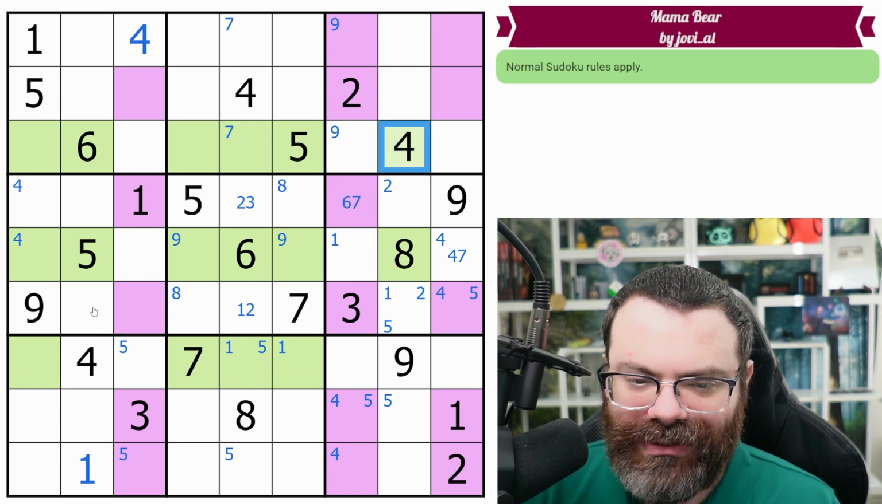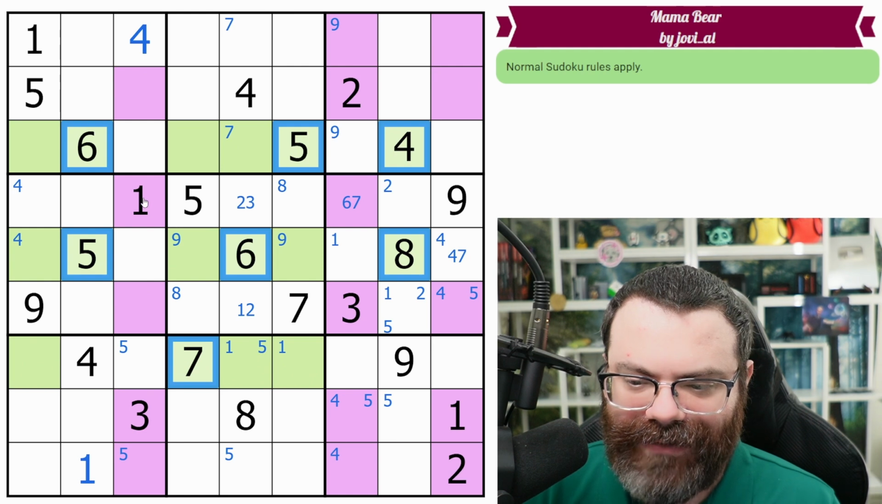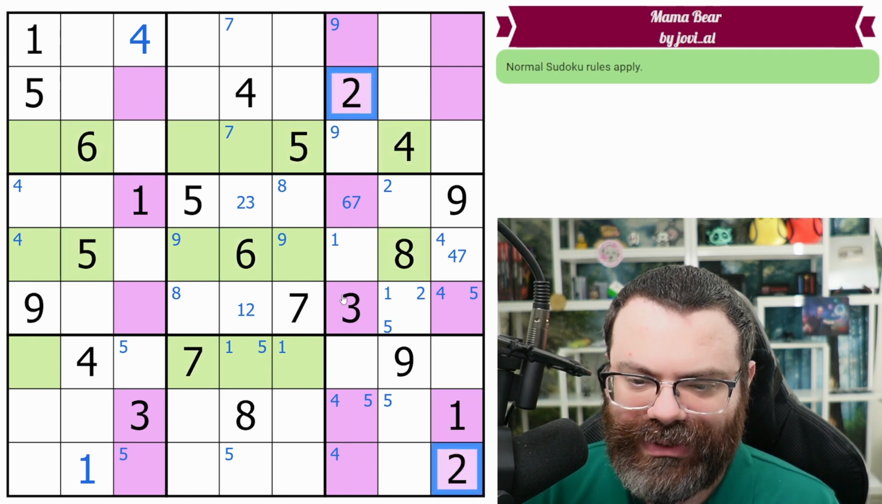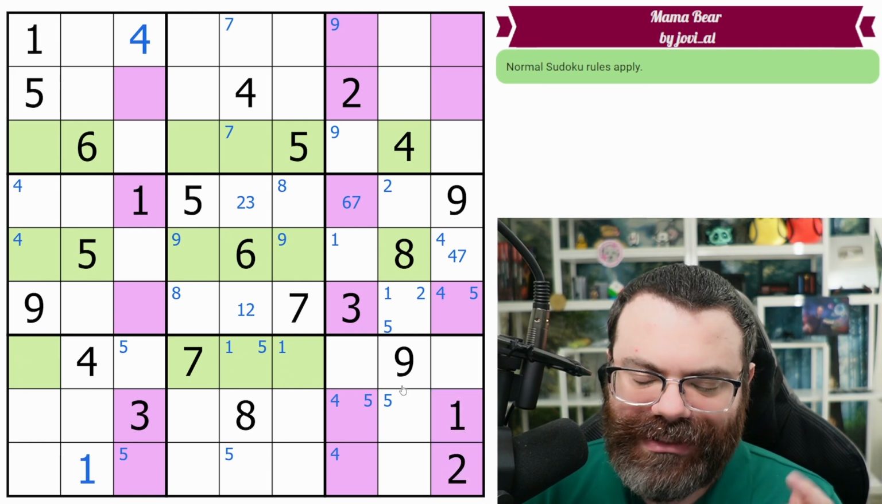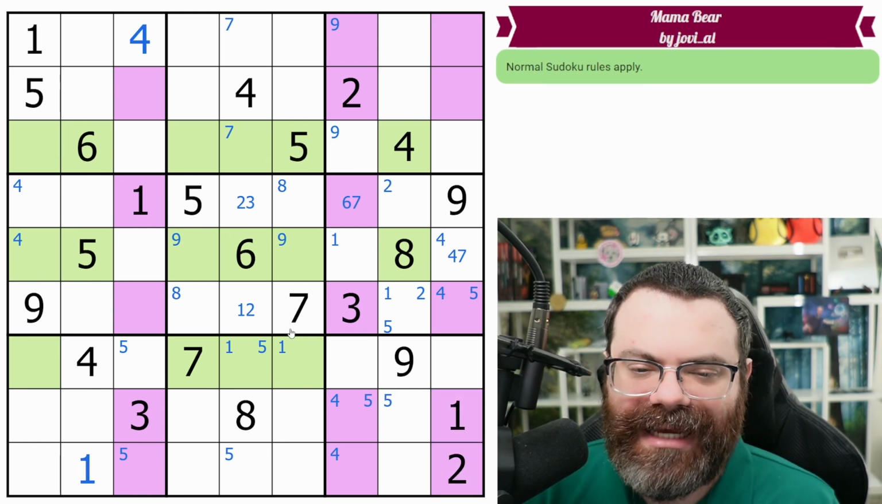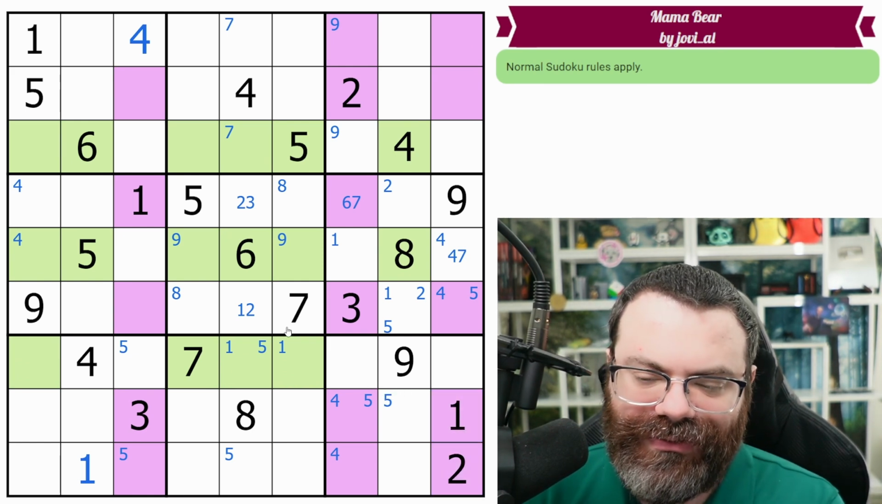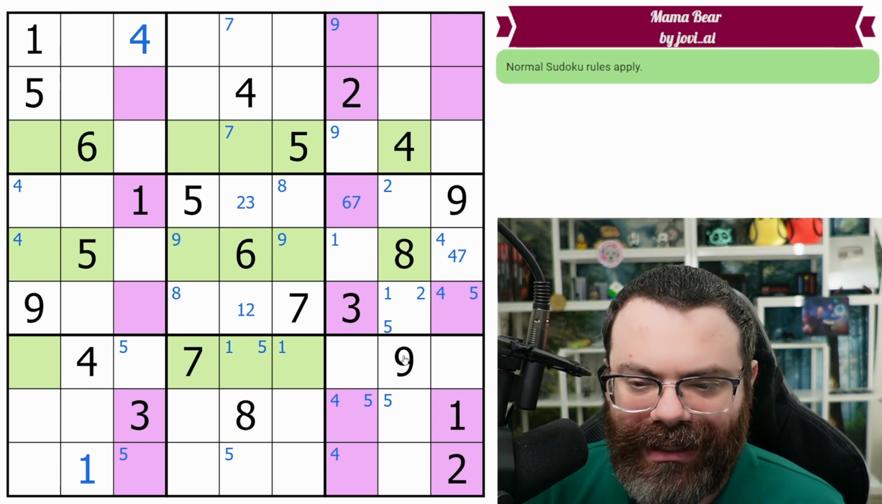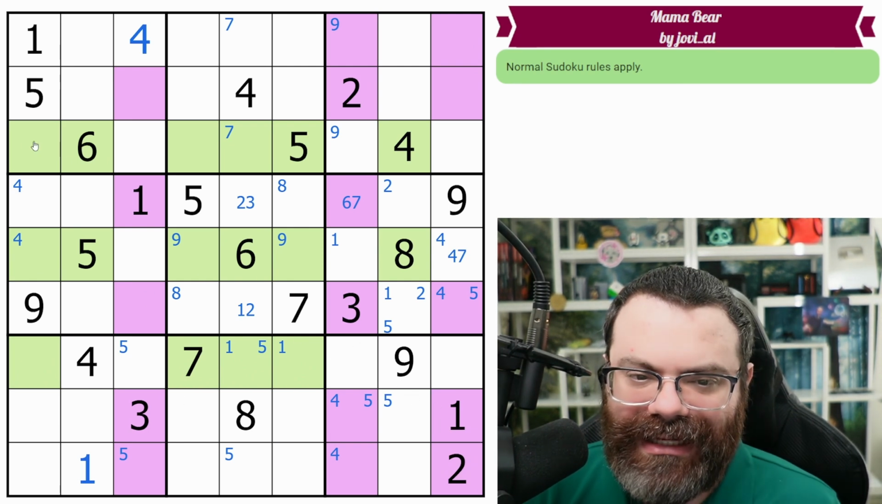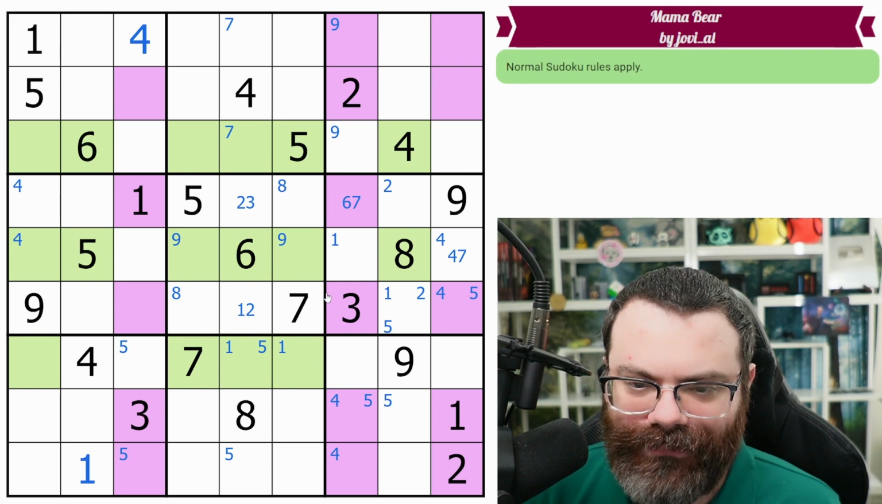Okay, so now we've got a 4, 2 5s, 2 6s, a 7, and an 8 in green. And I've got 2 1s, 2 2s, and 2 3s in purple. That means I need at least 2 1s, 2 2s, and 2 3s in green. If I were to put more than that in green, I just need to put more in purple at this point. But I know I need at least that many. I haven't accounted for any of those yet.